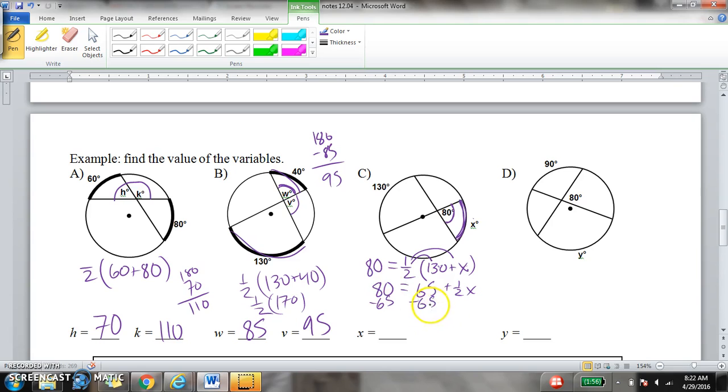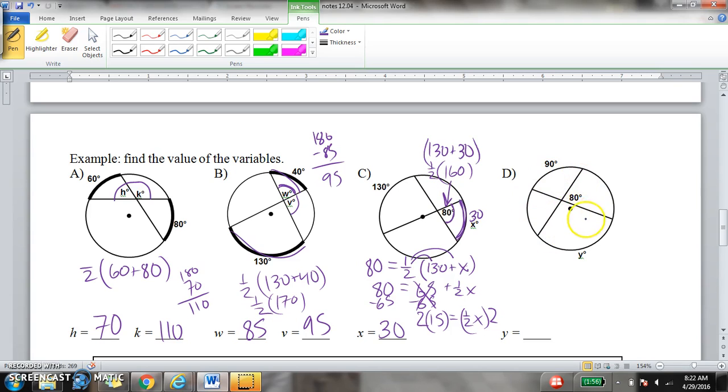80 minus 65 is 15. So then that equals 1/2 x, because this cancels out. When we divide by 1/2 or multiply by 2, we get that x equals 30. And if we check that, if we plug it in, 130 plus 30, outsides added together, equals 160. And if I take half of that, I do get 80.